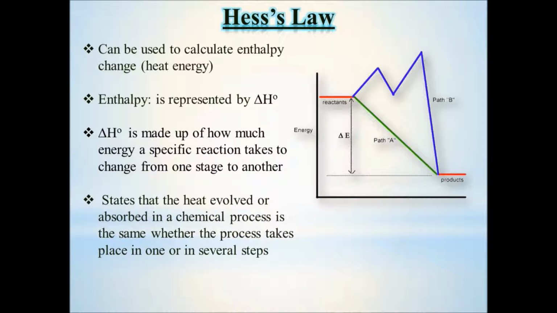It states the heat involved or absorbed in a chemical process is the same whether the process takes place in one or several steps. The picture is an example of that because the green path only took one step and the blue path took several, but they both have the same delta H.